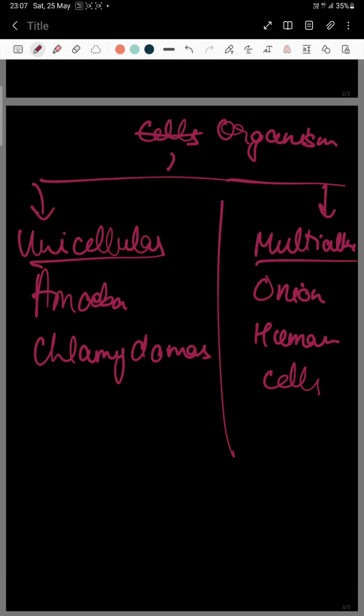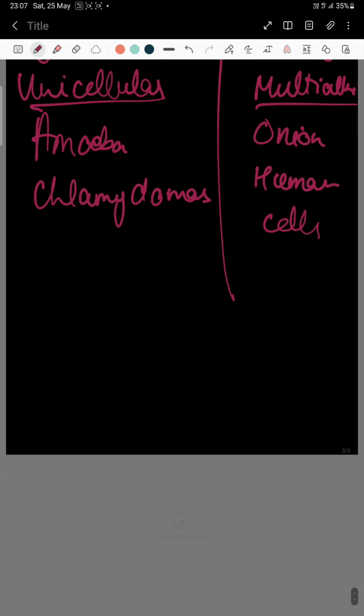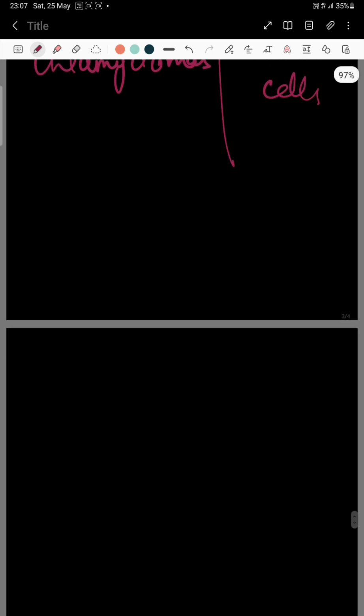So now let's read. The shape and size of the cell are related to the specific function they perform. Some cells like amoeba have changing shapes. In some cases the cell shape could be more or less fixed or peculiar for a particular type of cell.